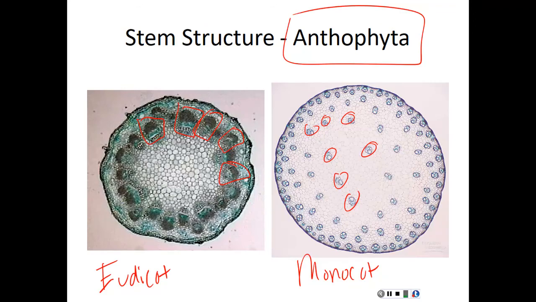So I meant to mention that in the eudicot stem, we call this central area here the pith. These are the cells that are interior to the vascular bundles.